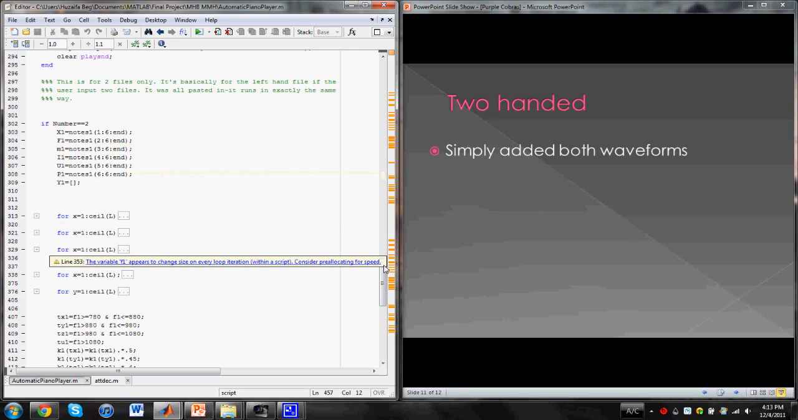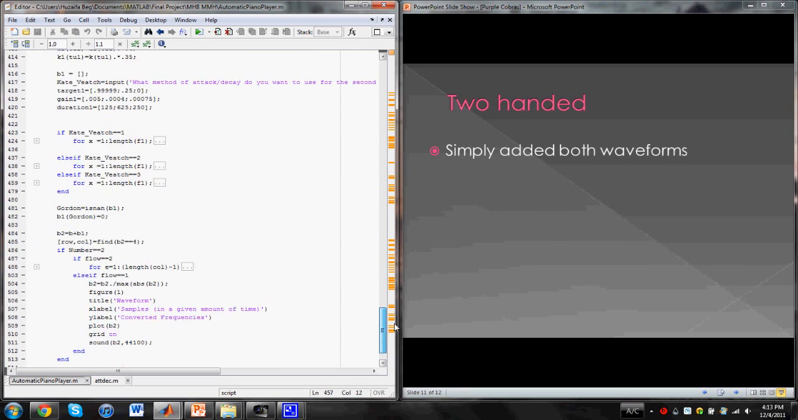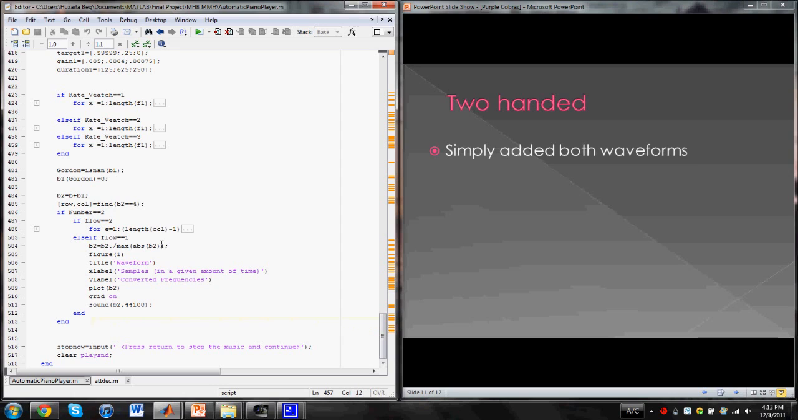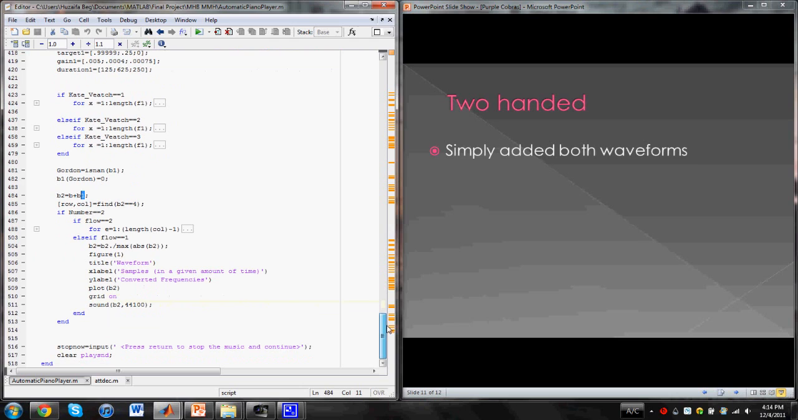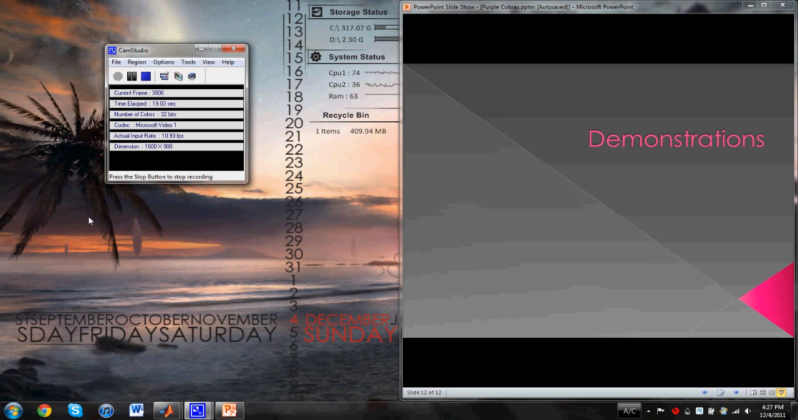The second half is basically redoing the first half, except for the second note file. And really, all we did was once we had the second note file's array, we called that B1. We added them together, added to the old array, called it B2, and played it the same way we played the first time. Now for a demonstration to prove our project works.